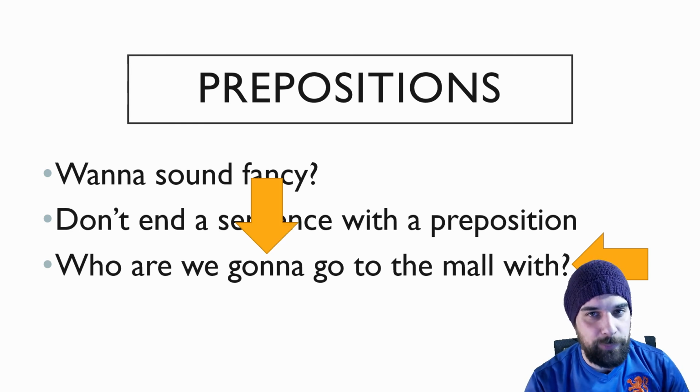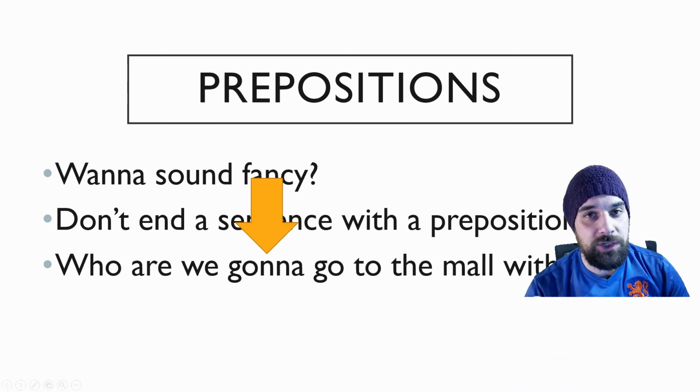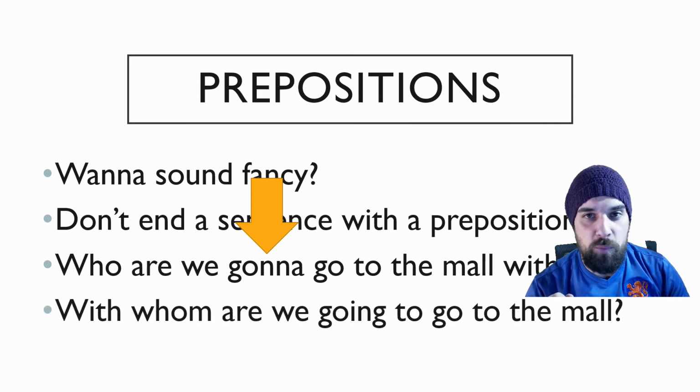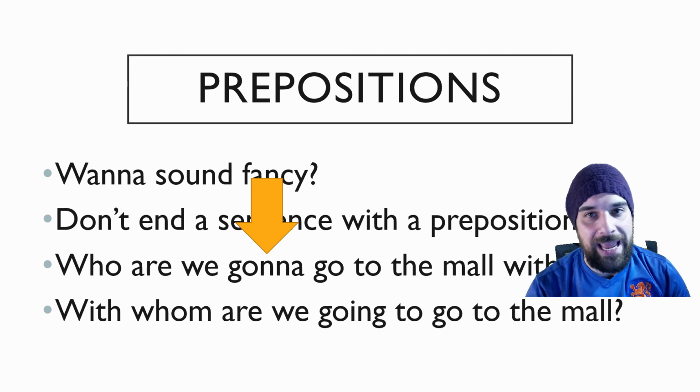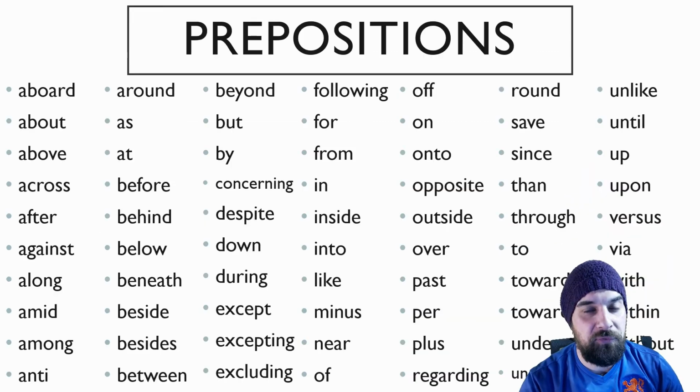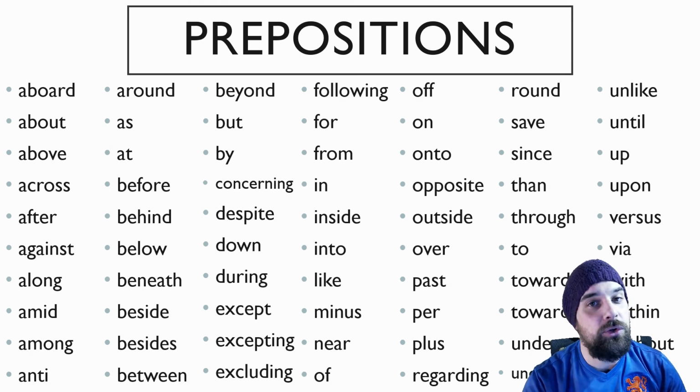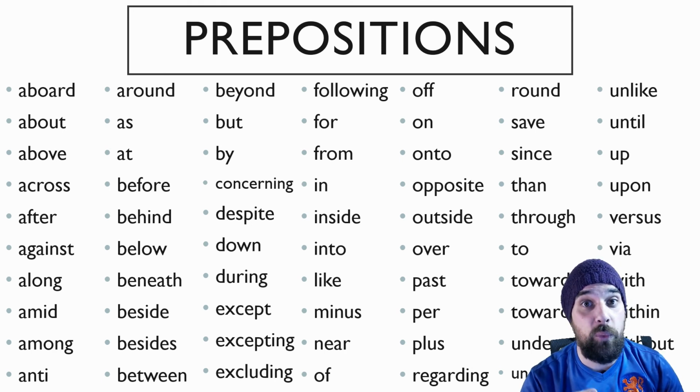Also, let's deal with this piece of garbage. So how do we change that sentence around? Well, let's move the preposition so it's no longer at the end. With whom are we going to the mall? No one would ever say this, but it sounds hella fancy, right? So if you want to sound fancy, don't end a sentence with any of these words. Put it in the front, and usually you'll have to say something like with whom or with what. And that ends up sounding really weird when you speak it, but when you write it, it sounds sick.